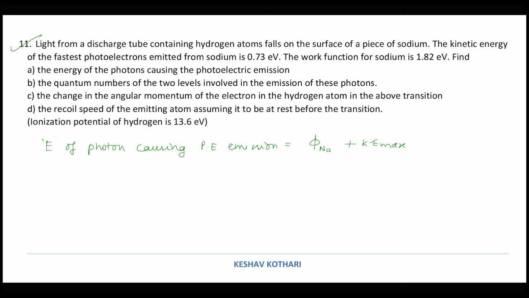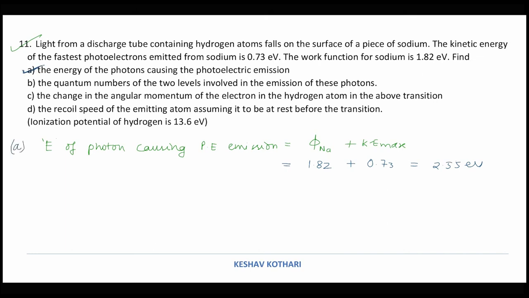So over here I can put these values as the kinetic energy of the fastest moving electron is 0.73 electron volt, and that of work function is 1.82 electron volt. So on adding them we get a value equivalent to 2.55 electron volt. So this is the value of the energy of photons causing the photoelectric emission. So with this we have ended part A.